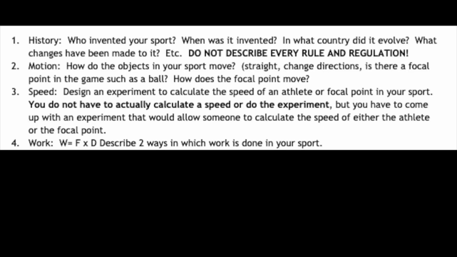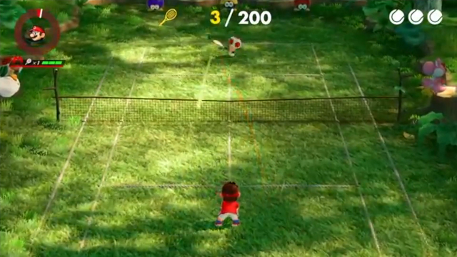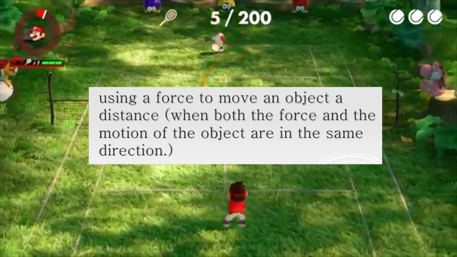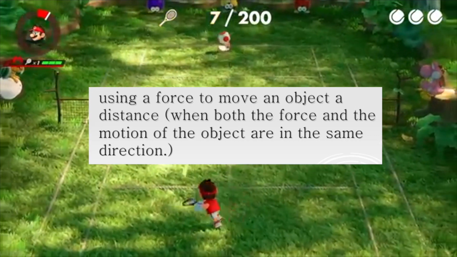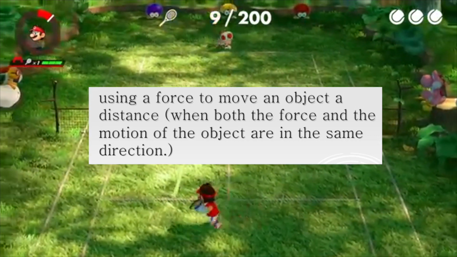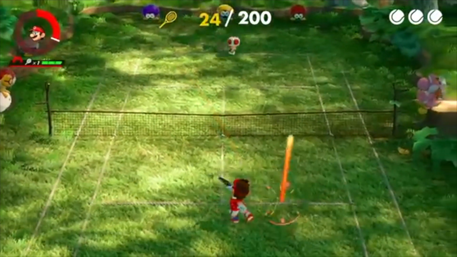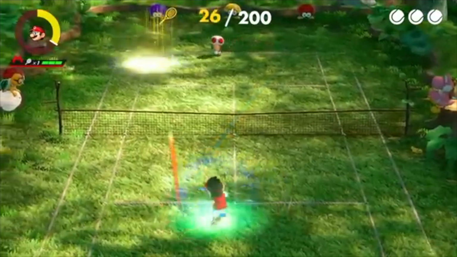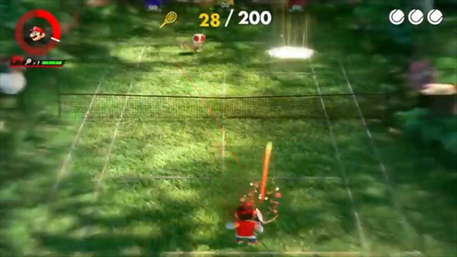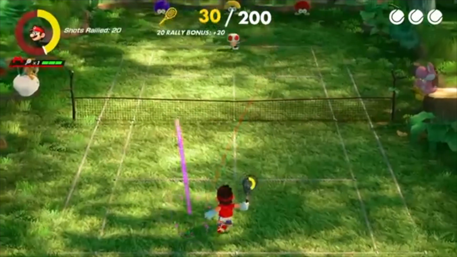Okay, now we have work. Describe 2 ways in which work is done in your sport. What is work? Anytime you exert a force on an object, and that object moves the same way you exert that force, that is work. And an example is when you push a desk and it moves.